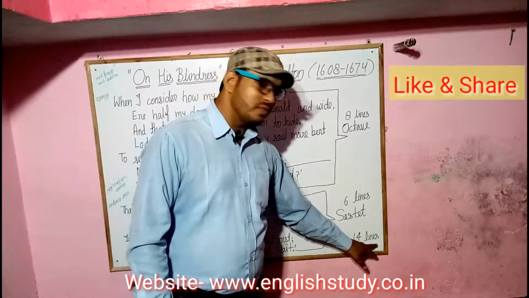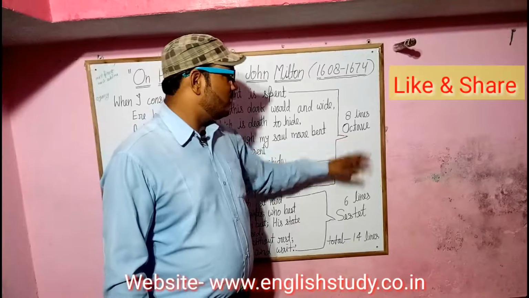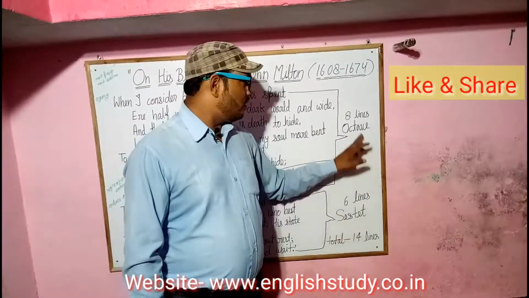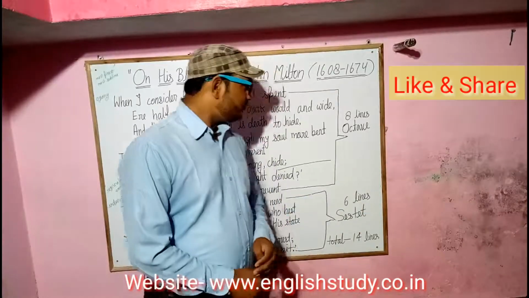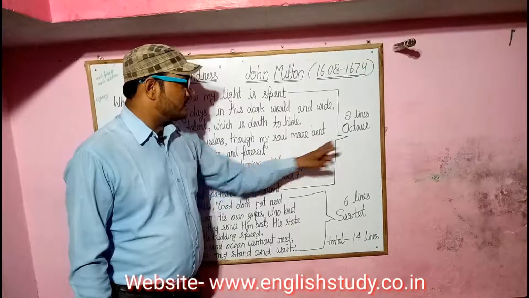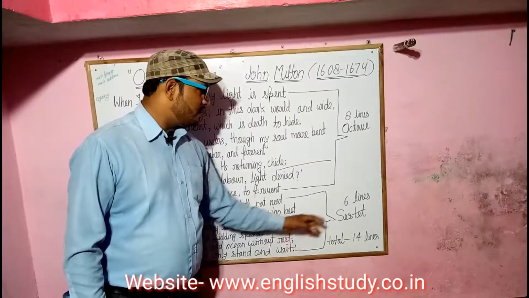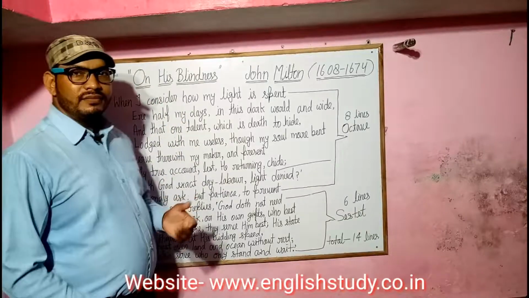Miltonic sonnet has 14 lines, and it is divided into two parts. The first is called octave, and the second part is called sestet. Octave has 8 lines and sestet has 6 lines. The first 8 lines of Miltonic sonnet are called octave, and the last 6 lines are called sestet. Okay, now recite this poem.